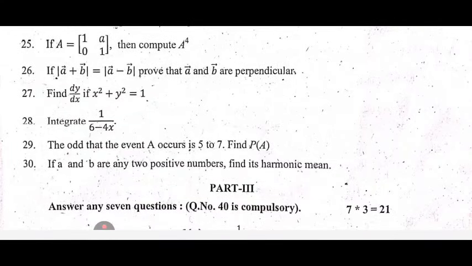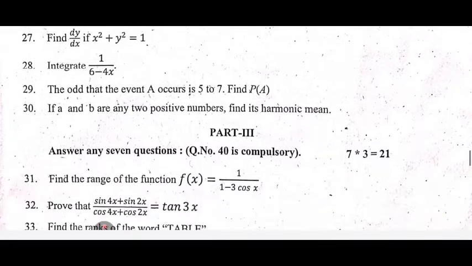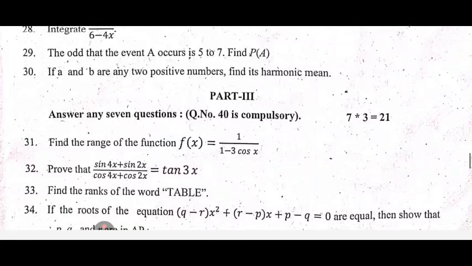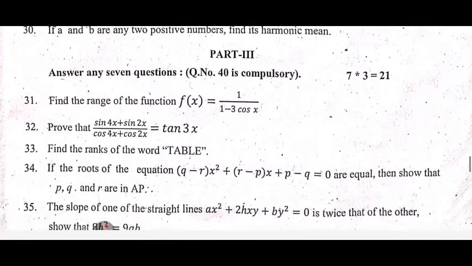Next 27, find dy by dx if x square plus y square is equal to 1. 28, integrate 1 divided by 6 minus 4x. 29, the odds that the event A occurs is 5 to 7, find P of A. 30, if A and B are any two positive numbers, find the harmonic mean.